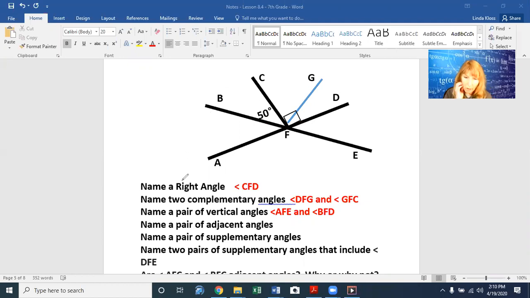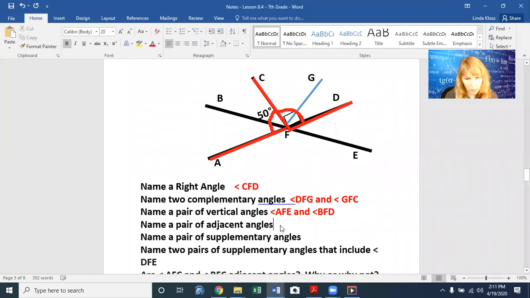Okay, the next one, name a pair of adjacent angles. Adjacent angles are angles that are next to each other and share a side, but they do not overlap. So I could find an adjacent angle, let's see, CFD is adjacent to CFA, right? So this angle, CFD, is adjacent to CFA. And what measurement do those angles measure? 180, because they're on a line. So they measure 180 total together. So let's put that in there.